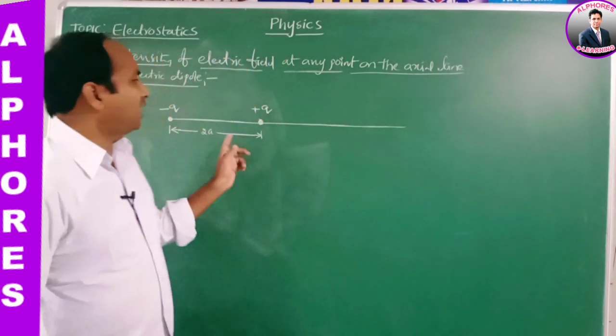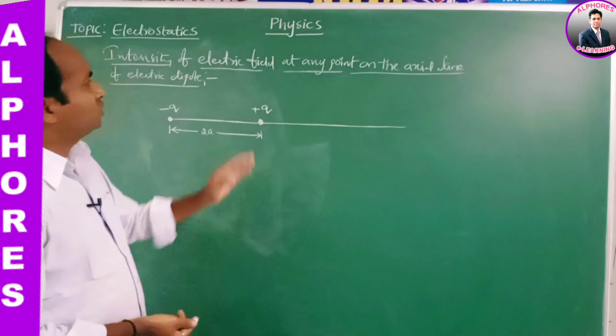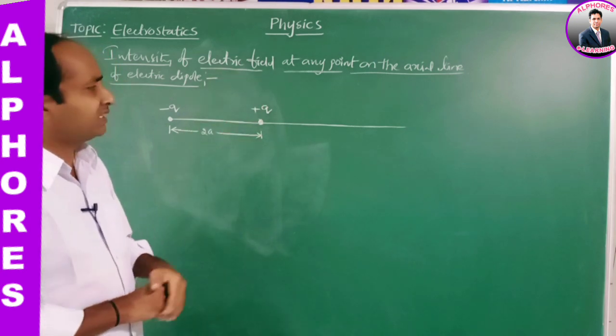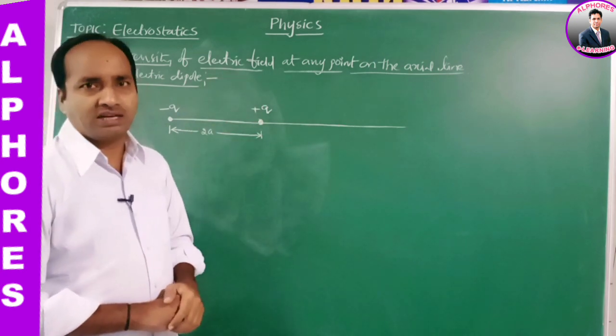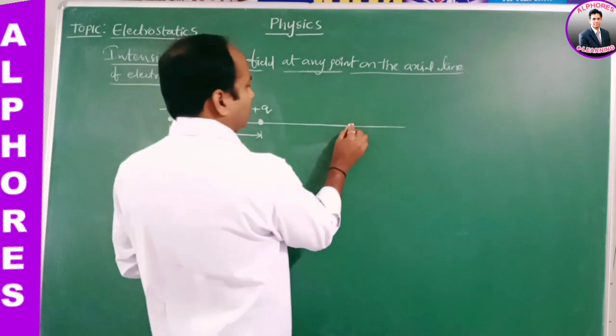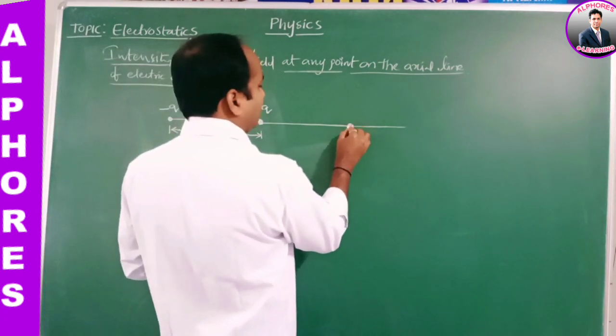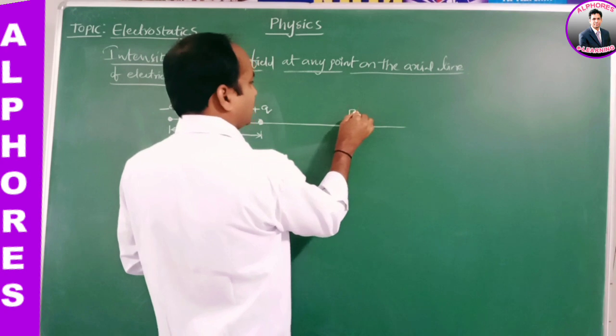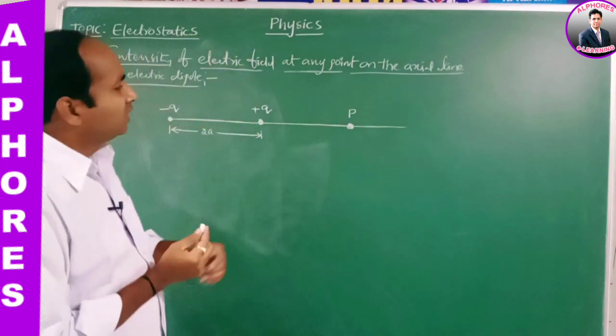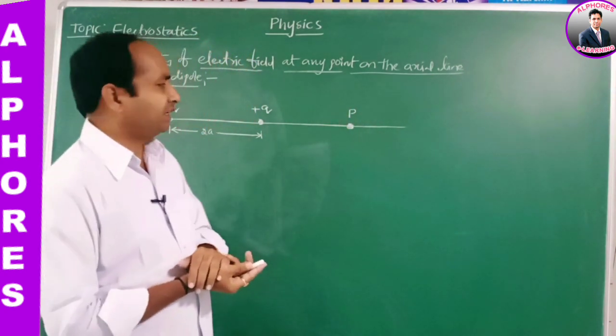Okay, let it be the axial line. Now we should find the electric field intensity at any point on the axial line. So consider a point P on the axial line. Let us take this as a point P on the axial line of an electric dipole.